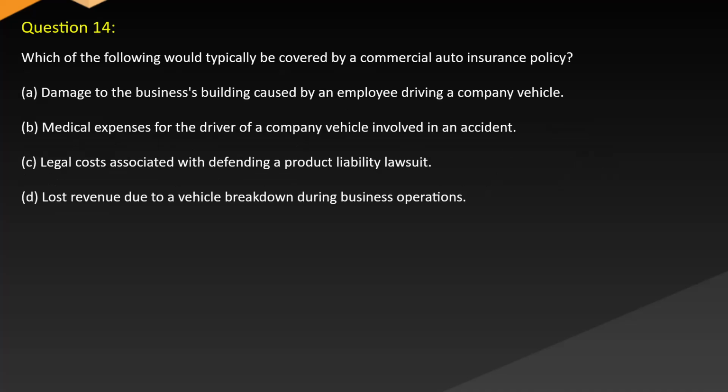Question 14. Which of the following would typically be covered by a commercial auto insurance policy? A. Damage to the business's building caused by an employee driving a company vehicle. B. Medical expenses for the driver of a company vehicle involved in an accident. C. Legal costs associated with defending a product liability lawsuit. D. Lost revenue due to a vehicle breakdown during business operations.